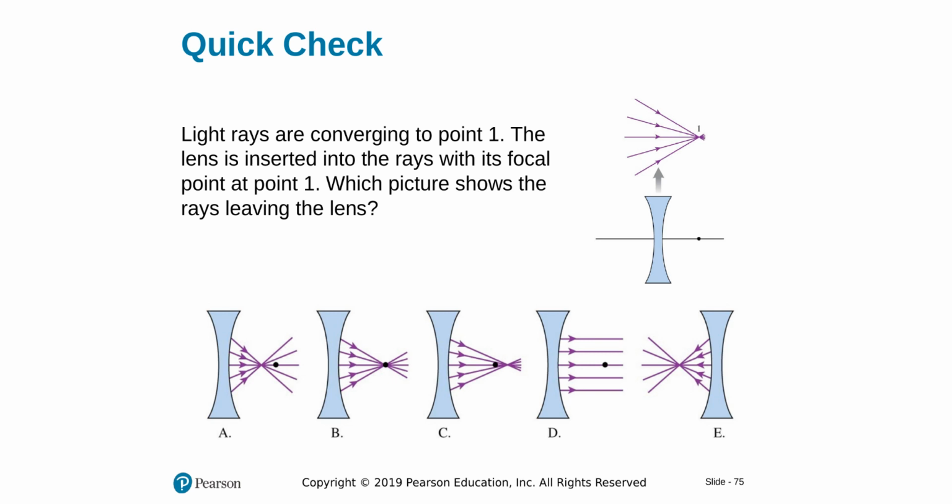This is a quick check question. Light rays are convergent to a point 1. The lens is inserted into the rays with its focal point at point 1. Which figure shows the rays leaving the lens? So if I'm inserting this lens, whose focal point is here, that means rays are coming to it, extensions passing through the focal point, and they will refract as parallel.